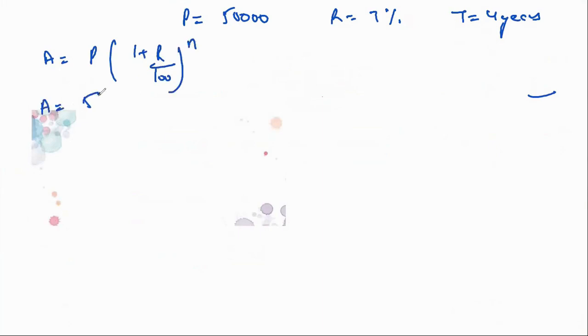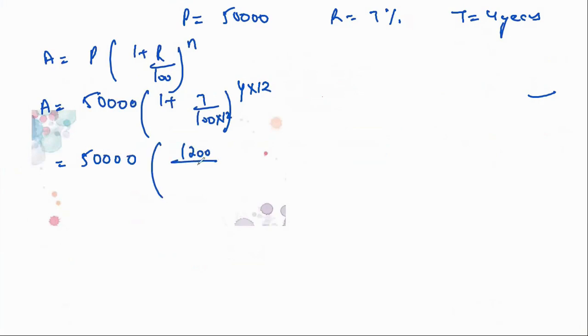Now we put all the values, so it's 50,000 (1 plus 7 by 100) raised to the power 4. Because it is compounded monthly, we multiply the time by 12 and divide the rate by 12. So it will become 50,000 (1200 plus 7 over 1200) raised to the power 48. That will become the amount. Now after this, we just have to use the log table to solve this question.